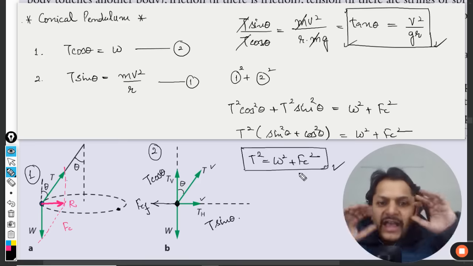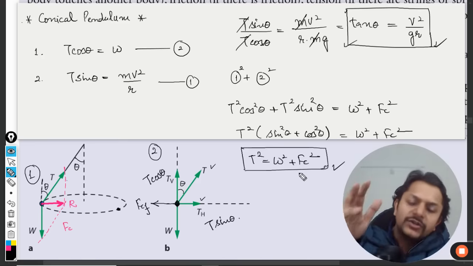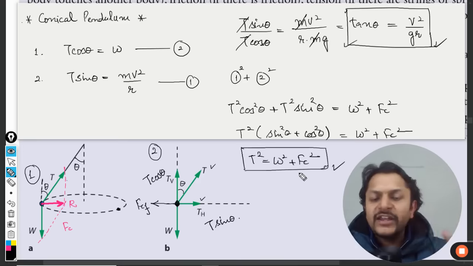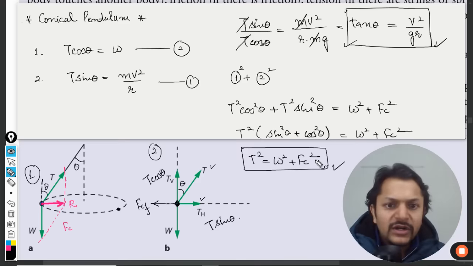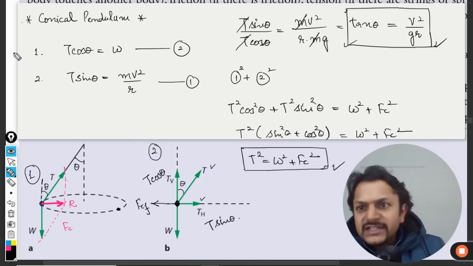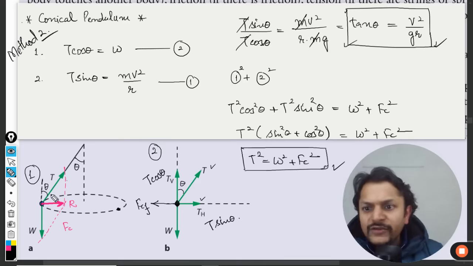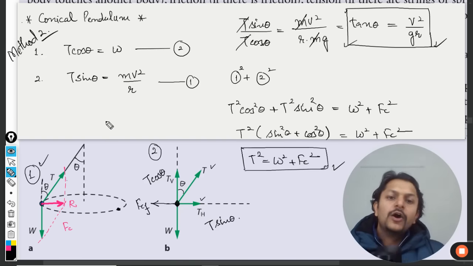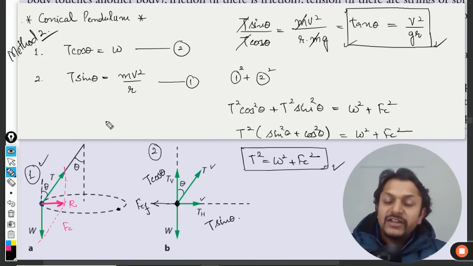So you can find any unknown: the radius in which it is turning, the weight, the centripetal force, or the mass of the body, whatever. These are the equations that we have to use to find any unknown that is given in the question. So T square is equal to W square plus Fc square. This is one, and this is another. I am calling this method 2. Okay, so I was calling the earlier one method 1, and this I'm calling method 2. Now, after this, I would be giving you another method which is called method 3, which is very, very easy.